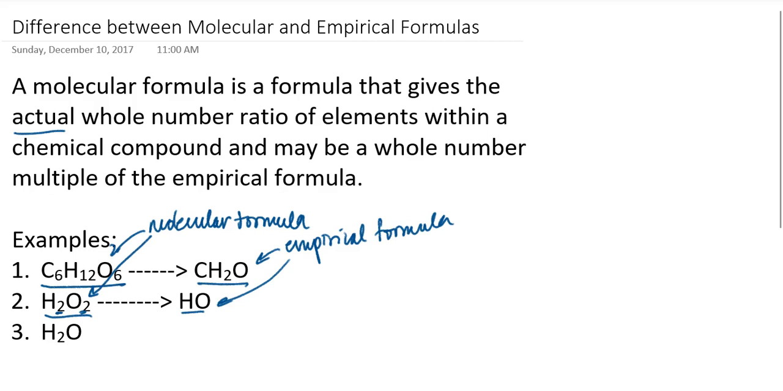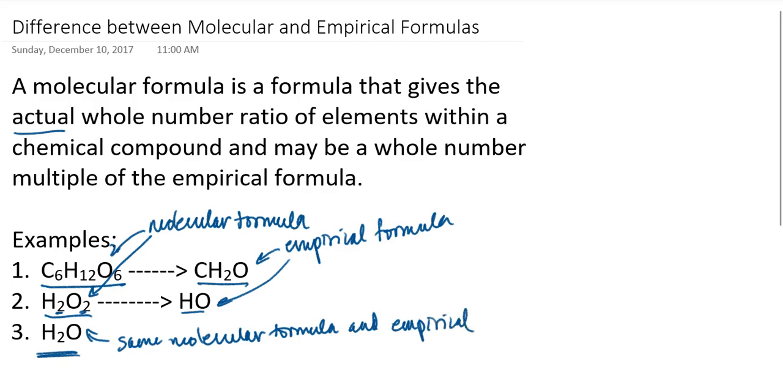However, if we take a look at a compound like water, basically the ratio of hydrogen to oxygen is 2 to 1. And that already is the simplest whole number ratio for the elements in water, and it also happens to be the actual whole number ratio of elements in water. And so water is one of those compounds that actually has the same molecular formula and empirical formula. Those 2 formulas are the same for water. And so there are those compounds that have the same molecular and empirical formula.